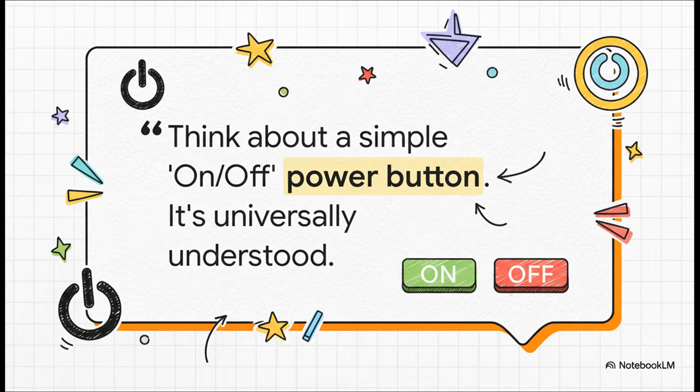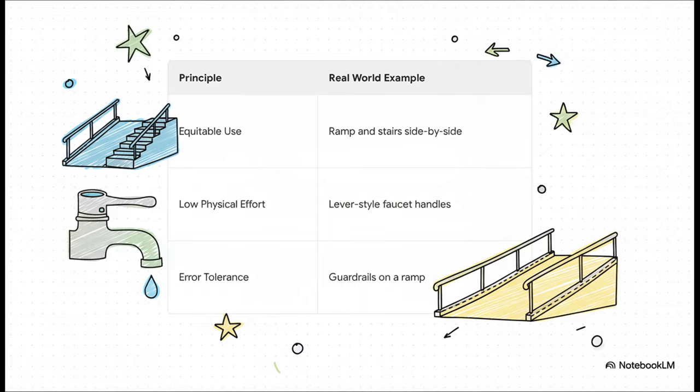Okay, let's make this real. For that first one, simple and intuitive use, just picture a power button. You don't need a user manual for that, right? The design is clear, it's consistent everywhere, and it just works, no confusion. And once you start looking, you see these principles everywhere. For equitable use, think about a building that has a ramp right next to the stairs. Both paths are treated as equally important.